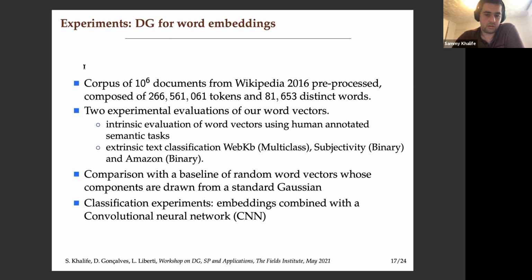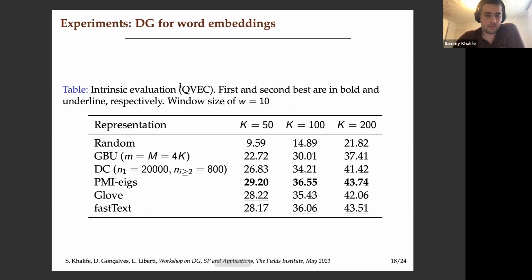And then we evaluate these embeddings with two methods: an intrinsic evaluation using human annotated semantic tasks, but also extrinsic tasks such as text classification. And we also compared with a baseline of random word vectors from a standard Gaussian. Concerning the intrinsic evaluation, the quality of our word vectors, for instance GBU, is much better than the random ones and quite close to the state of the art, or the difference is not so significant.